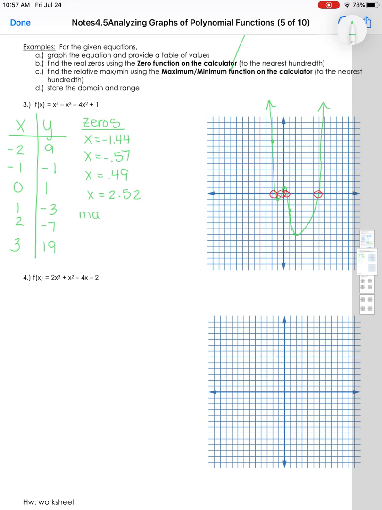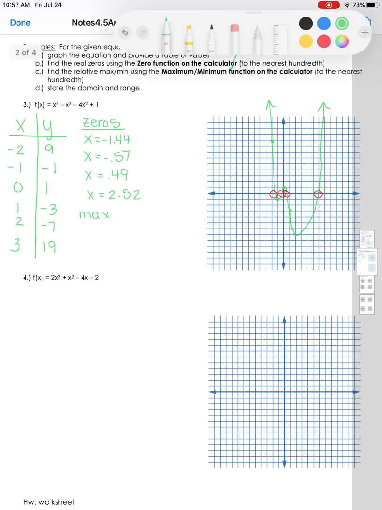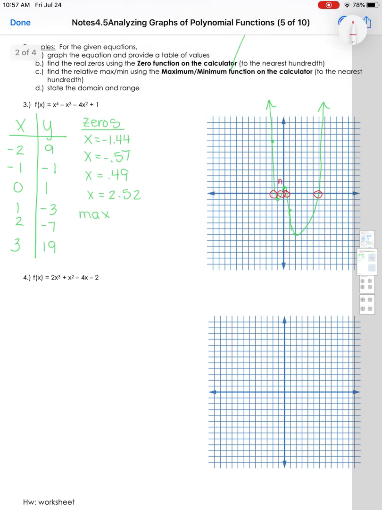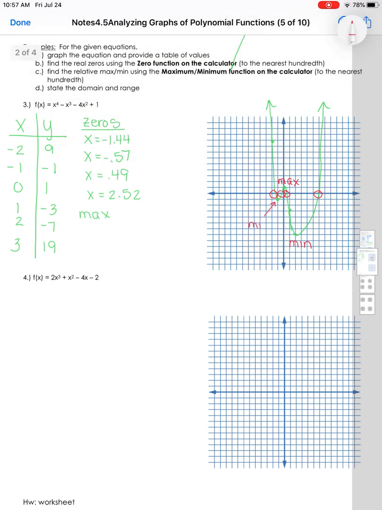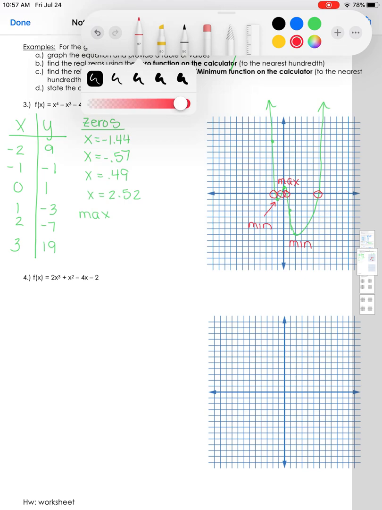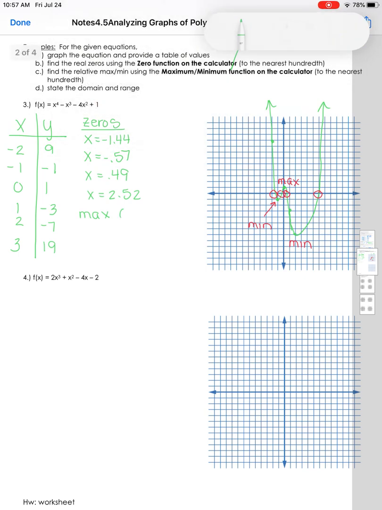So you hit second, calculate, number 2. You're going to move your cursor to the left. You're going to move your cursor to the right. So pause the video so that you have time to figure out each one of these. And I'm just going to list these 4 out for you so you can see what you should be ending up with when you do that. All right, and then you're going to do the same thing for a maximum and for a minimum.